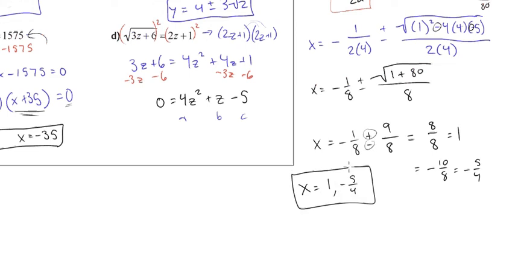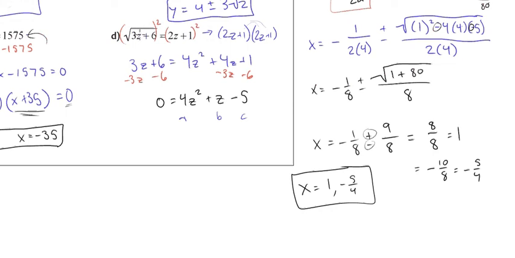Now we got to be sure, particularly when we have a problem with a radical back up here, that we actually check those numbers. Sometimes we'll come up with some false answers, even though we did all the math correctly. So just very quickly, let's plug them back in.